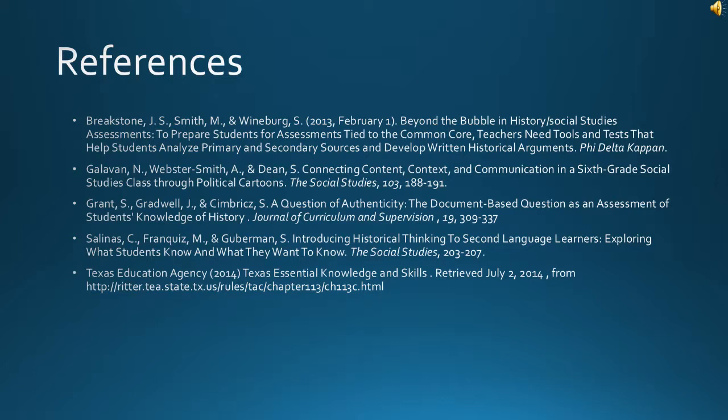This is a list of the references that I used. I was very impressed with the work that Cynthia Salinas is doing in introducing historical thinking to second language learners. She works with the elementary and middle school kids, but her strategies are very interesting in getting kids who really don't speak English at the level that they should yet to get them to think in a historical perspective.